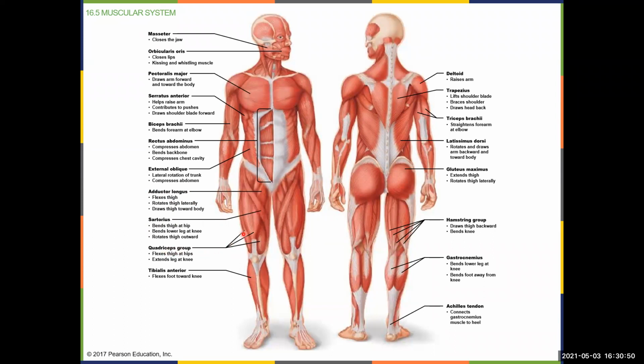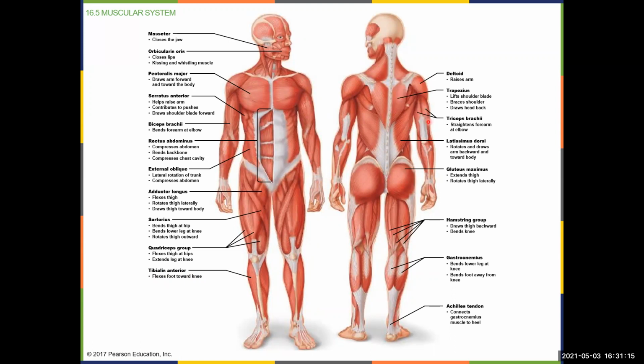You have your quadriceps group, which are kind of right above your knee. And then you have your tibialis anterior, which is on this side here. That's your right side. And then on the back, you have your deltoid, which is right on top of your shoulder, basically. The trapezius is kind of that upper inner back muscle.